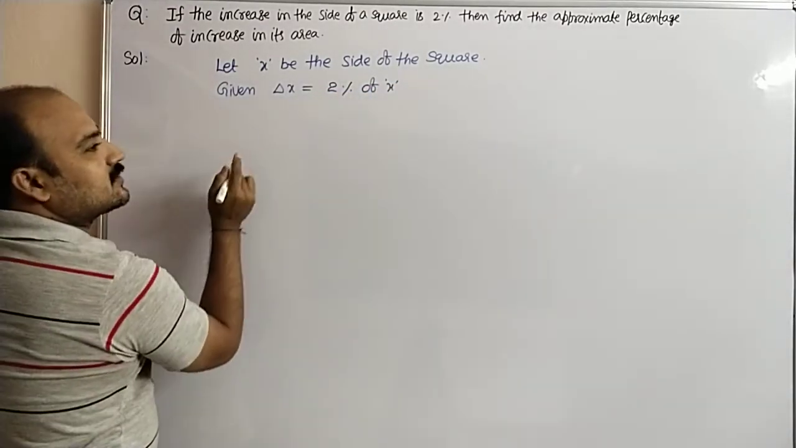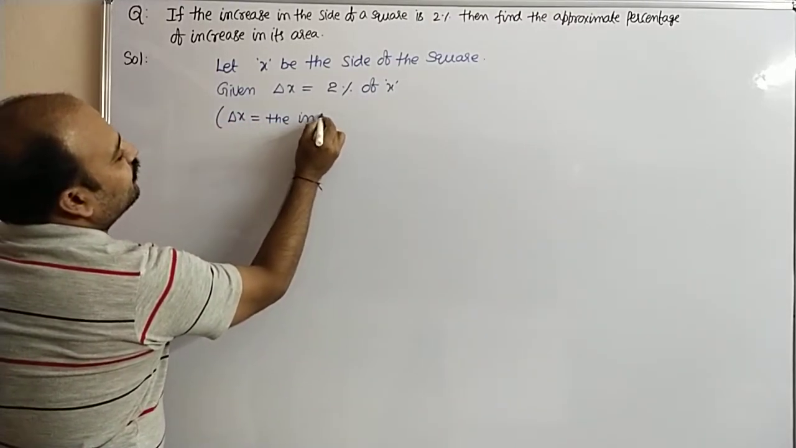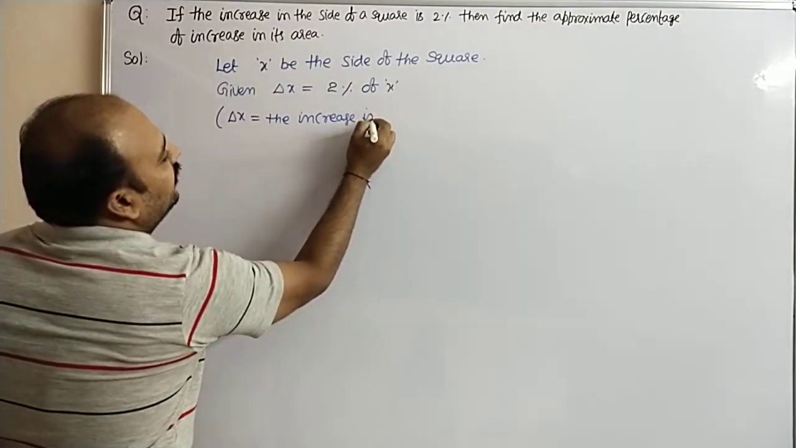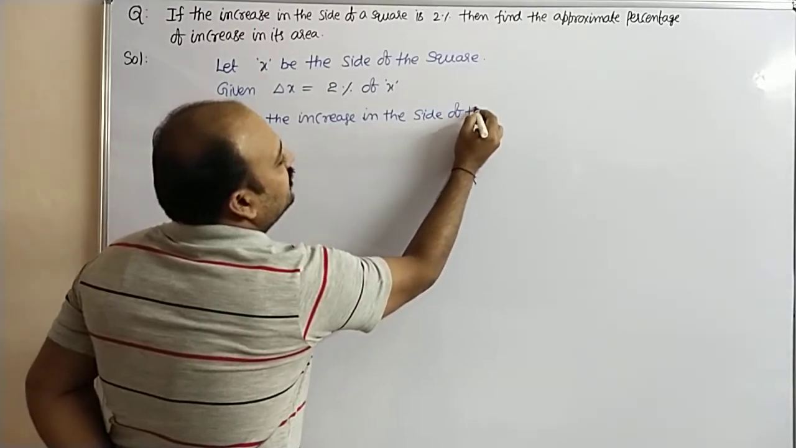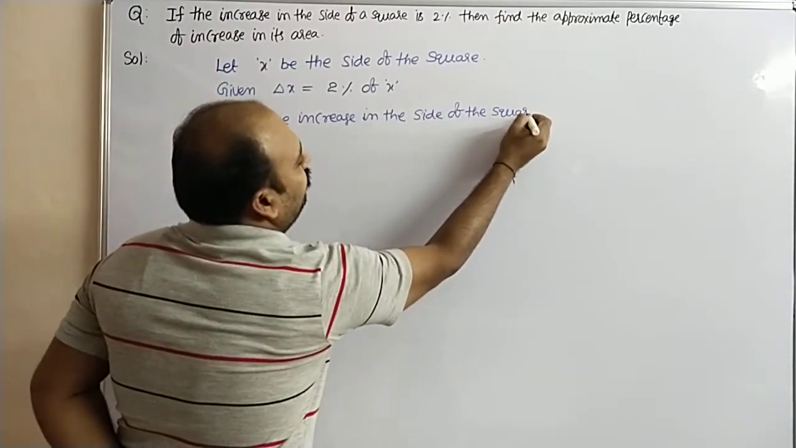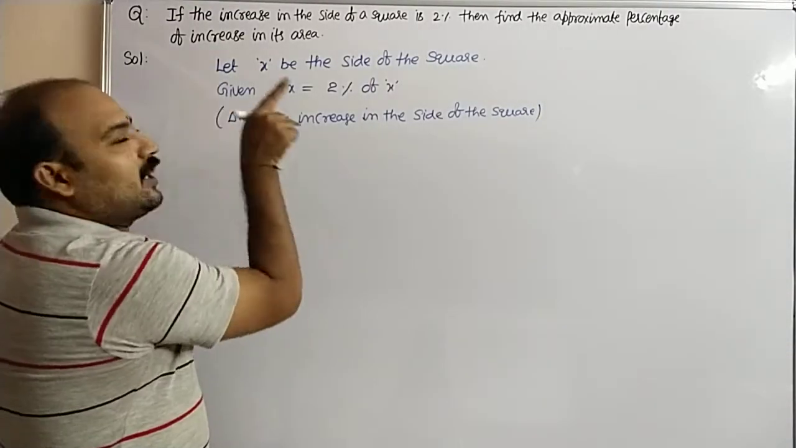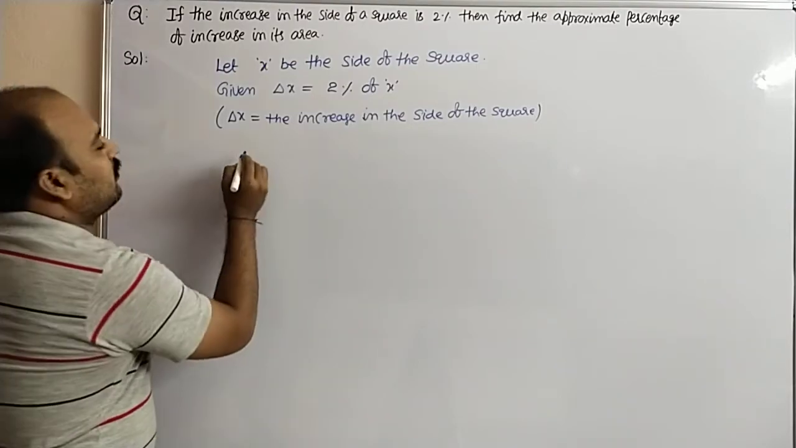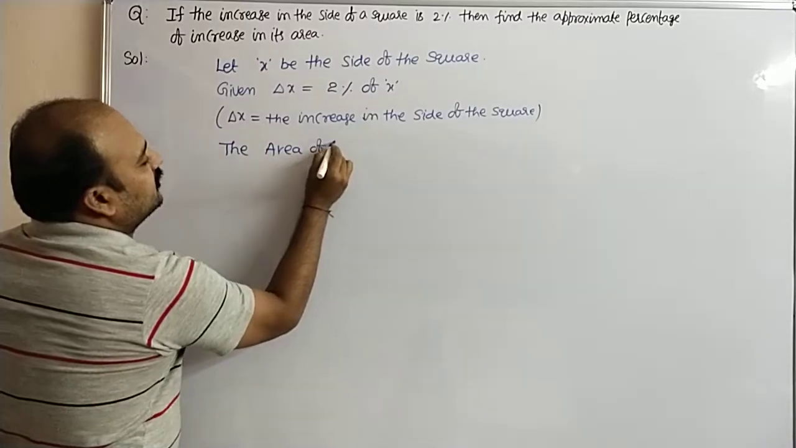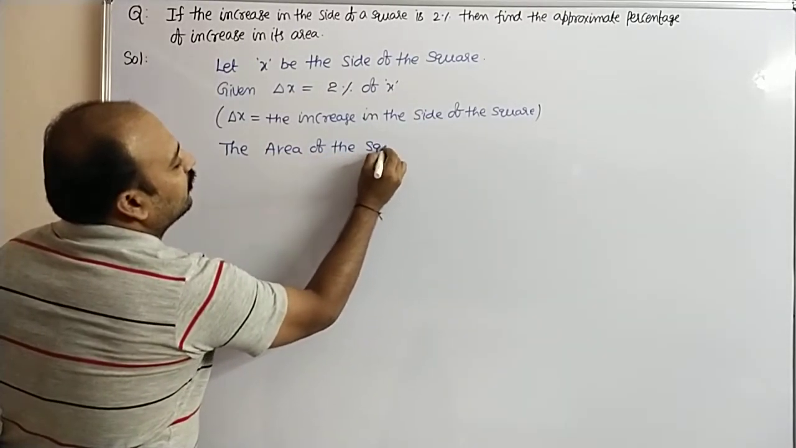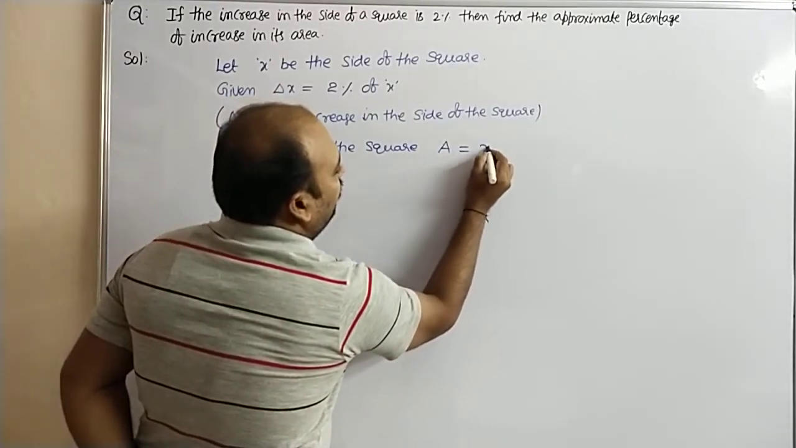What is delta x? Delta x is the increase in the side of the square. If you want to mention it, you can mention it, otherwise leave it. They are asking to calculate delta A, no? So the formula, you write it. The area of the square, A is equal to x square.